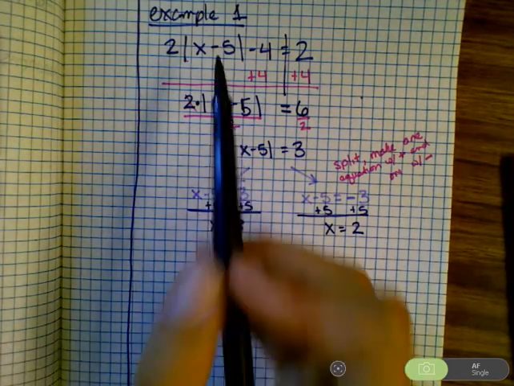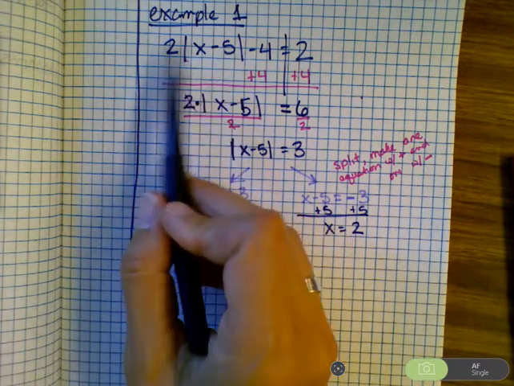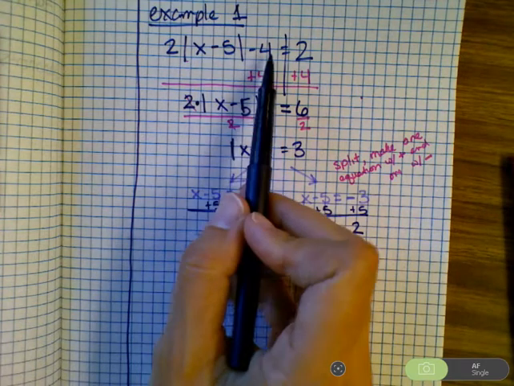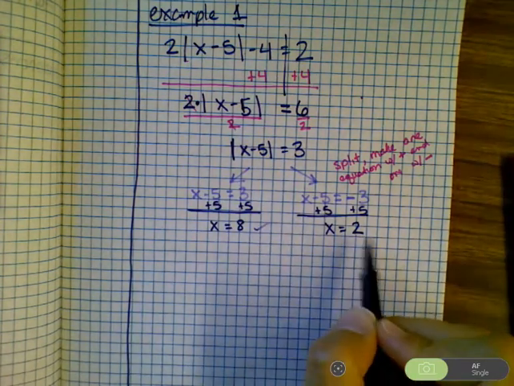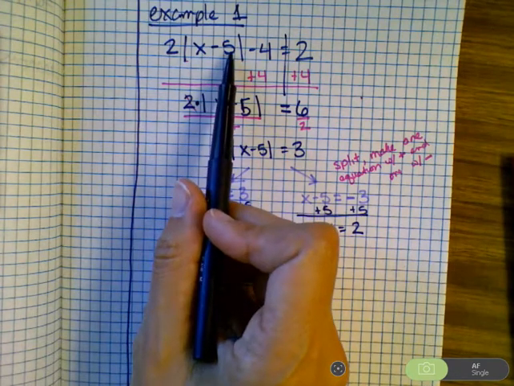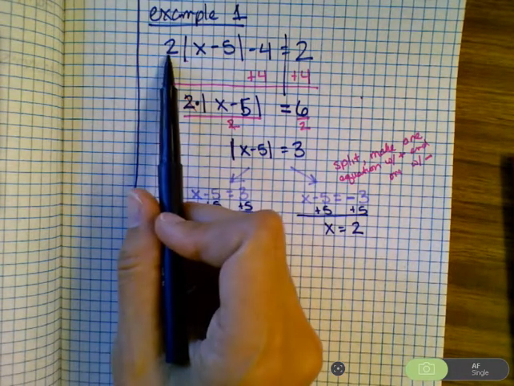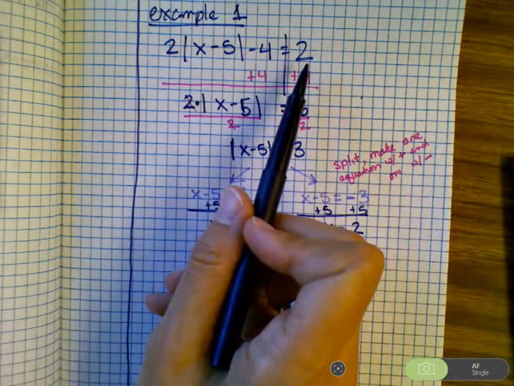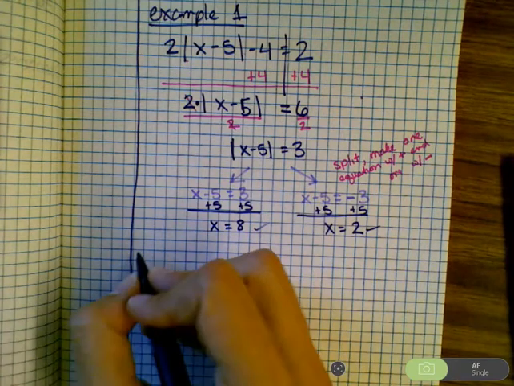You could go back and check. 8 minus 5 is 3. Absolute value of 3 is 3. 2 times 3 is 6. 6 minus 4 is 2, so that works. 2 minus 5 is negative 3. Absolute value of negative 3 is 3. 3 times 2 is 6. 6 minus 4, still 2, so we're good. Okay, let's look at another example.